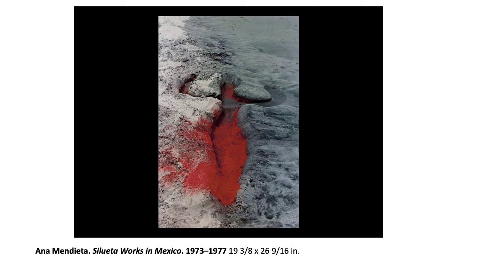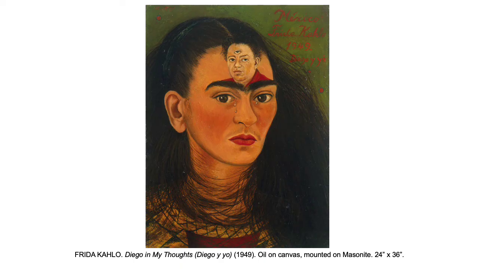Ana Mendieta's work is site-specific, documented through photography. She transfers the silhouette of her own body to the landscape. And this is red with blood. We'll see this later. The red is to signify blood. It's a very bloody border crossing in Mexico. Frida Kahlo's self-portrait deals with inner pain and struggles.